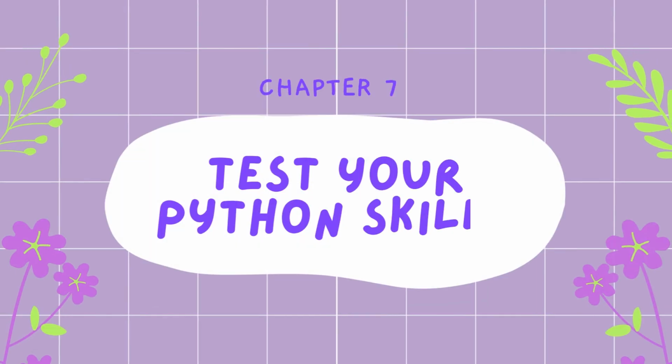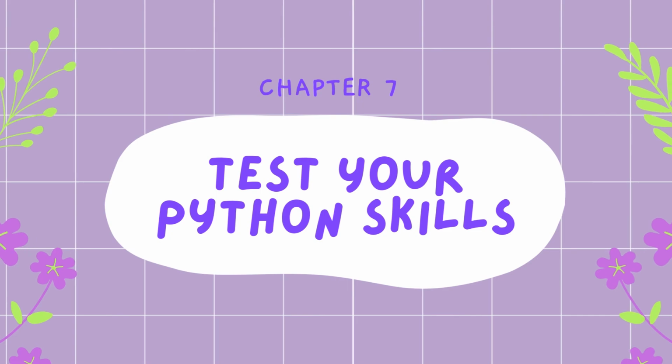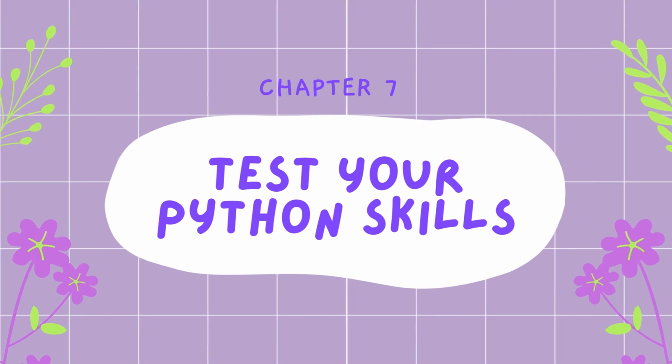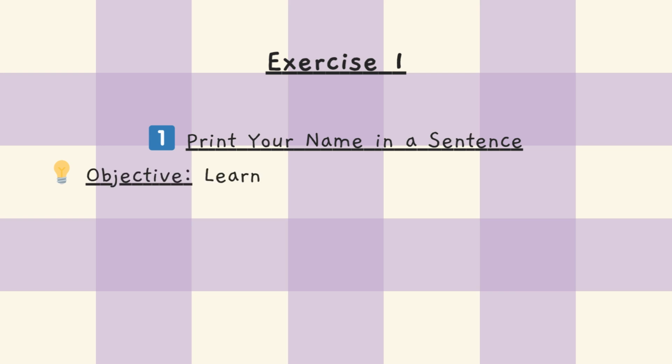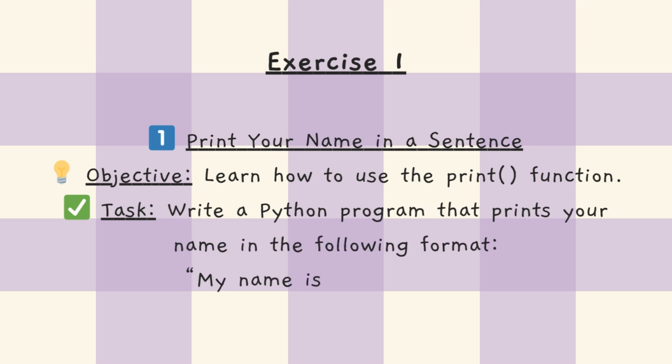Now that we've covered the basics, it's time to test your skills. Here are 5 exercises for you to try at home. Take your time, solve them, and comment below once you're done. For the first challenge, you'll need to print your name inside a sentence. Make sure to use the print function correctly and format your text properly. Your output should look something like the format given. Give it a try and make sure your code runs without errors.